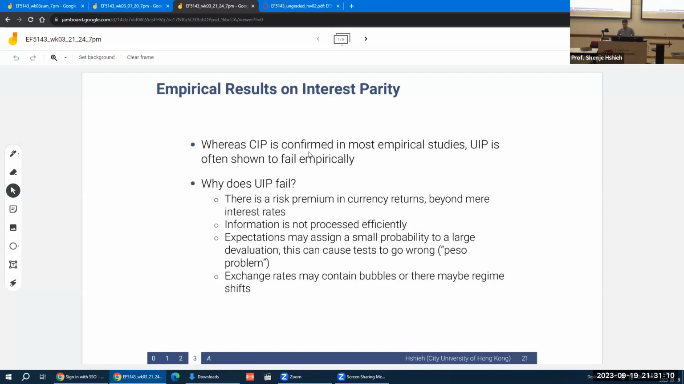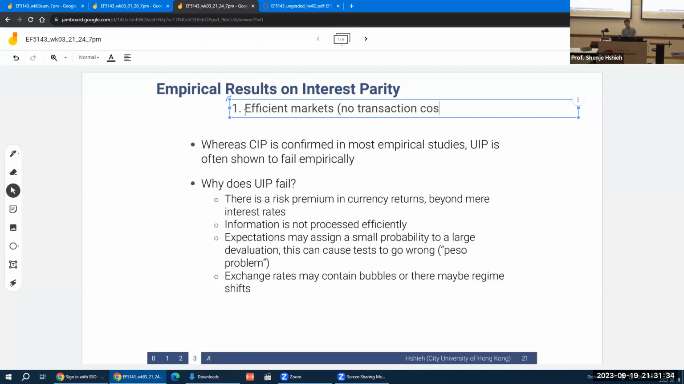So why does UIP fail? It fails through two assumptions. Let me write them out so they're familiar to you. Number one, efficient markets, which means not only no transaction costs, which I think is a given, but also perfect information. Perfect information means there's no asymmetry in information sets between you and me, between investors and other investors. The market somehow has the ability to aggregate everyone's information sets and reflect them in the price.